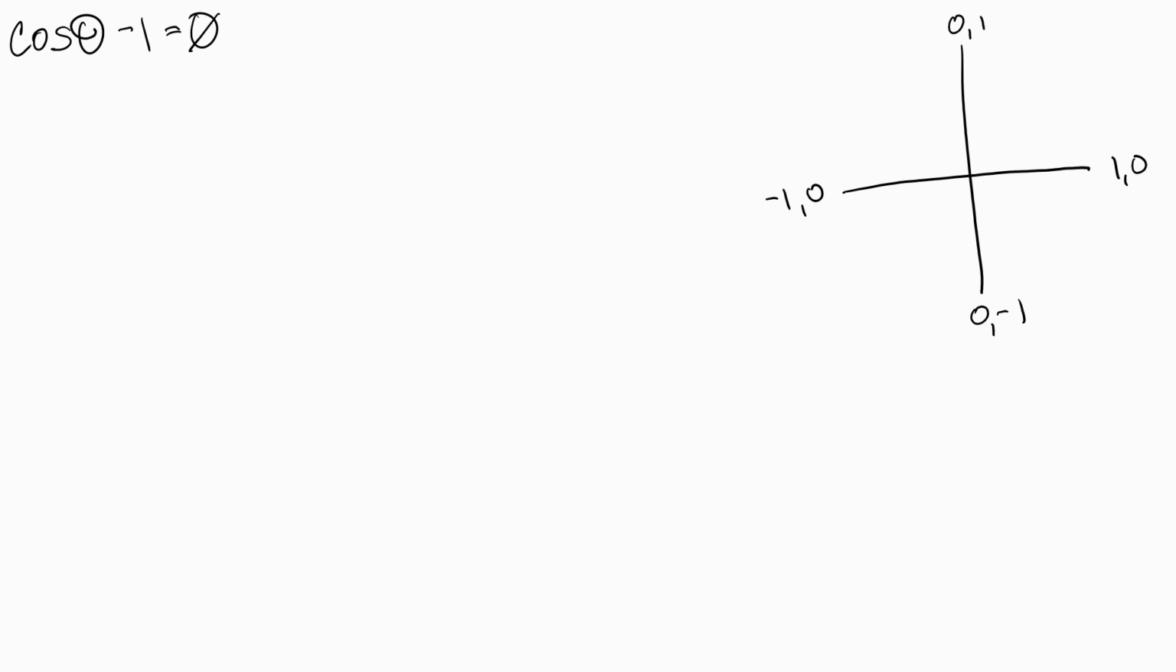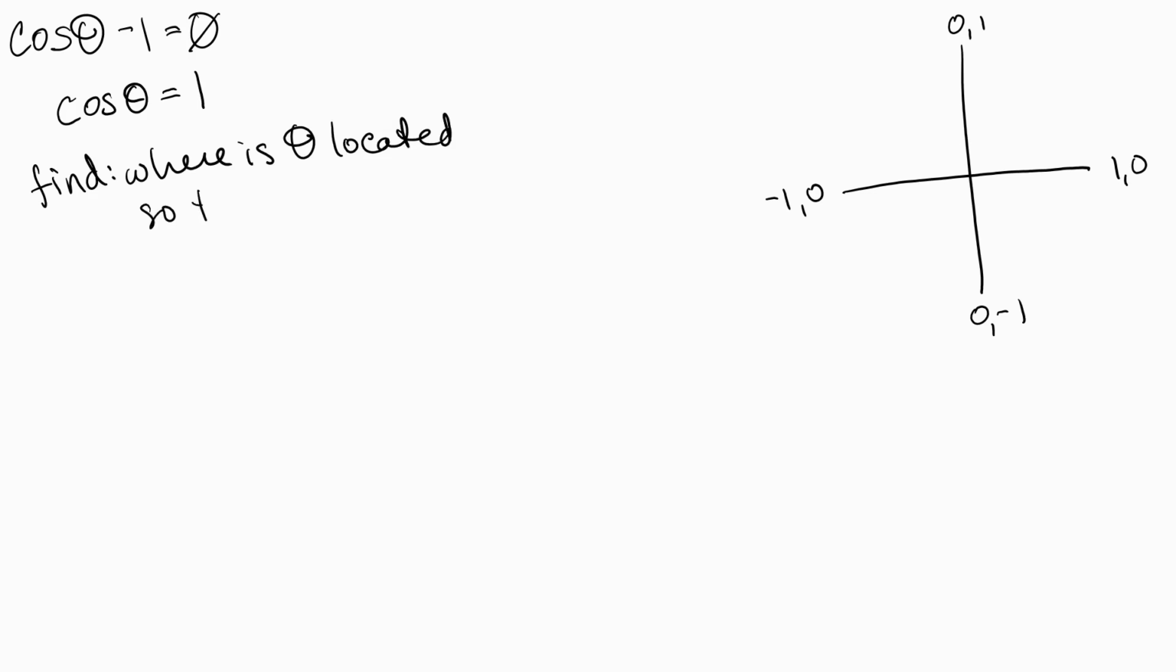Let's get cosine theta by itself. So cosine theta is going to be equal to 1, right? Because we move that minus 1 over. So what we want to find is where theta is located so that cosine, or the x value, is equal to 0. That's what we're really looking for.